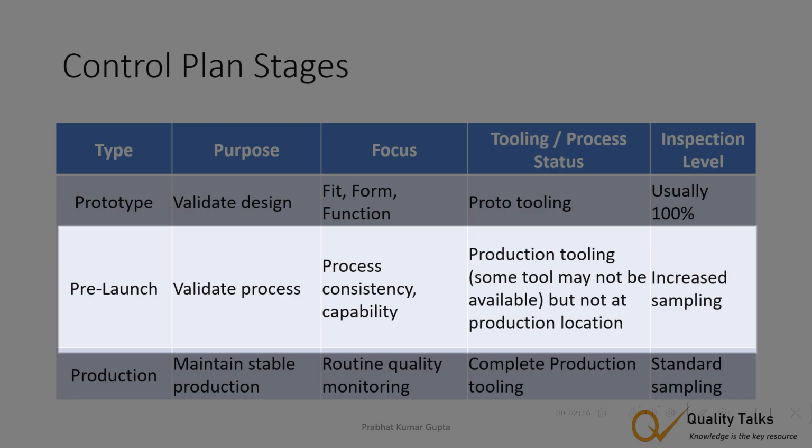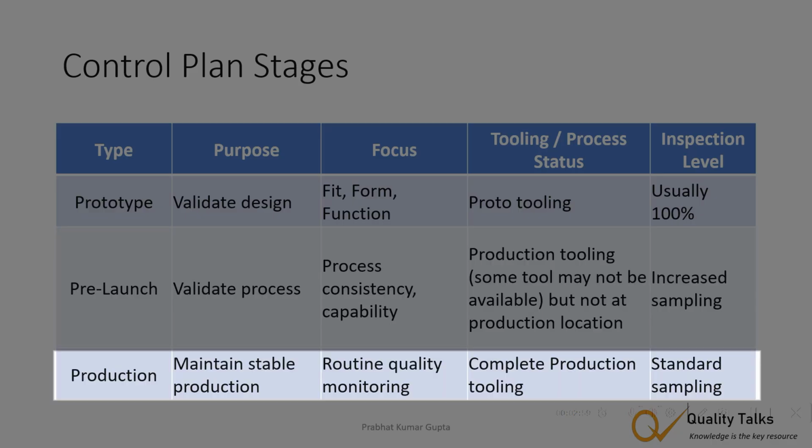Pre-launch control plan. This plan is used when some production tooling and processes are available but not fully finalized. The focus here is on validating the manufacturing process. Inspection levels are reduced compared to the prototype phase but remain higher than standard production level, ensuring potential issues are identified early.